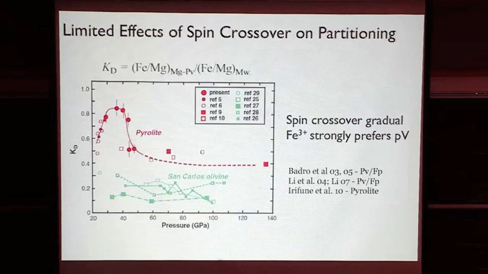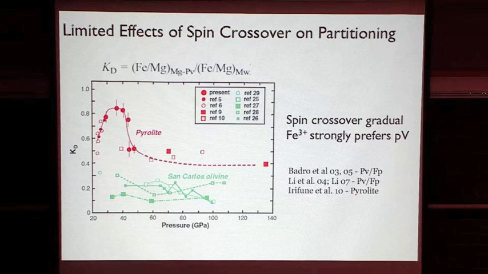And then there is also chemical behavior. When you have spin transition, there was a study in Nature showing that when you put a pyrolite under pressure, there is a peak in this KD, which measures the iron partitioning between perovskite and ferropericlase. And because of a spin transition, you actually have a kind of abnormal behavior of partition. Iron partitioning will be affected.